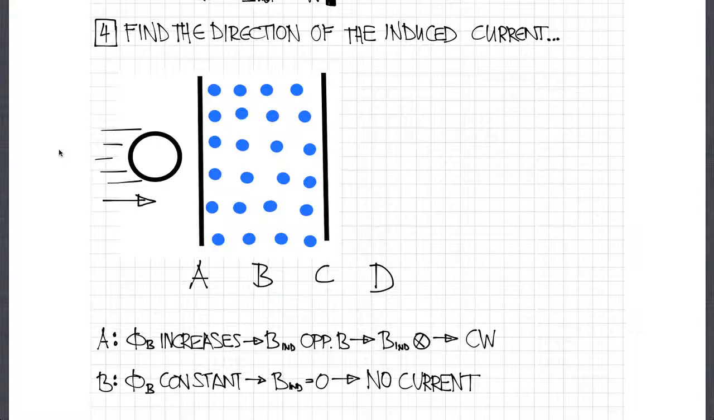In zone B, the hoop is completely in the magnetic field, and while the hoop might be moving, the flux is constant. Because the flux is constant, it means that the induced B field is zero, meaning that we have no current.